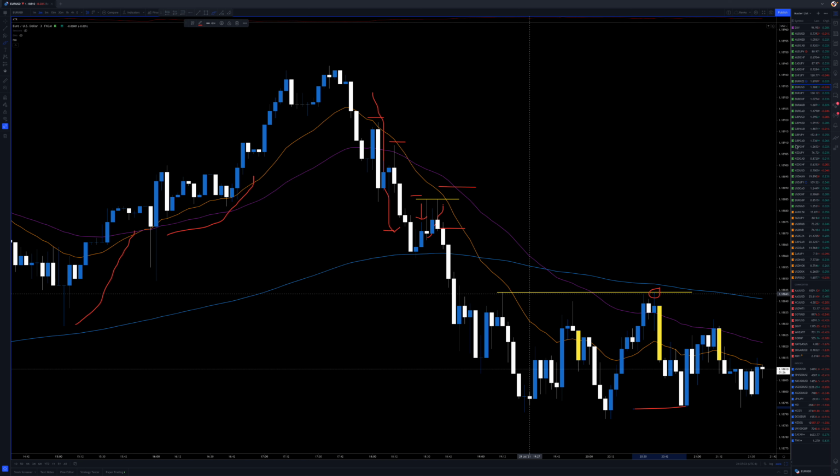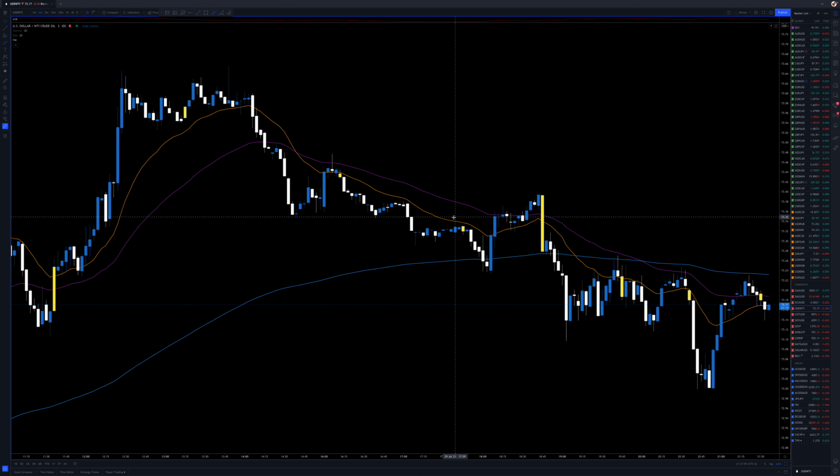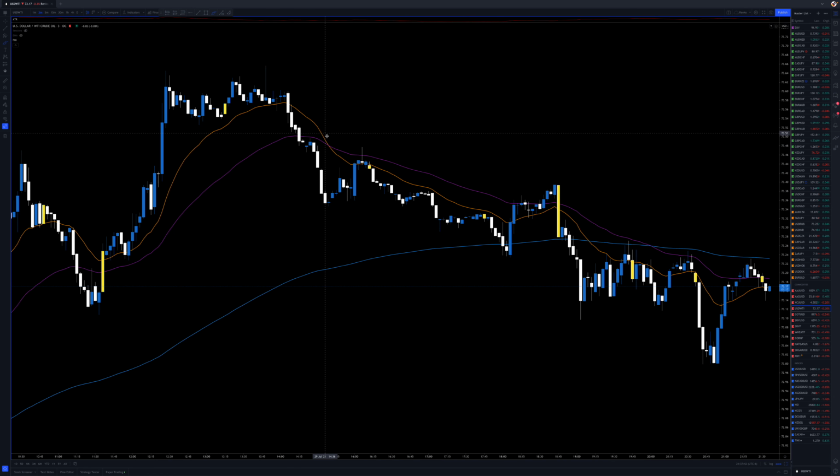So that's a double top. Let's grab another market and let's take a look at what we can find. So let's look at oil. Oil's been, a short term, this thing's in a downtrend.